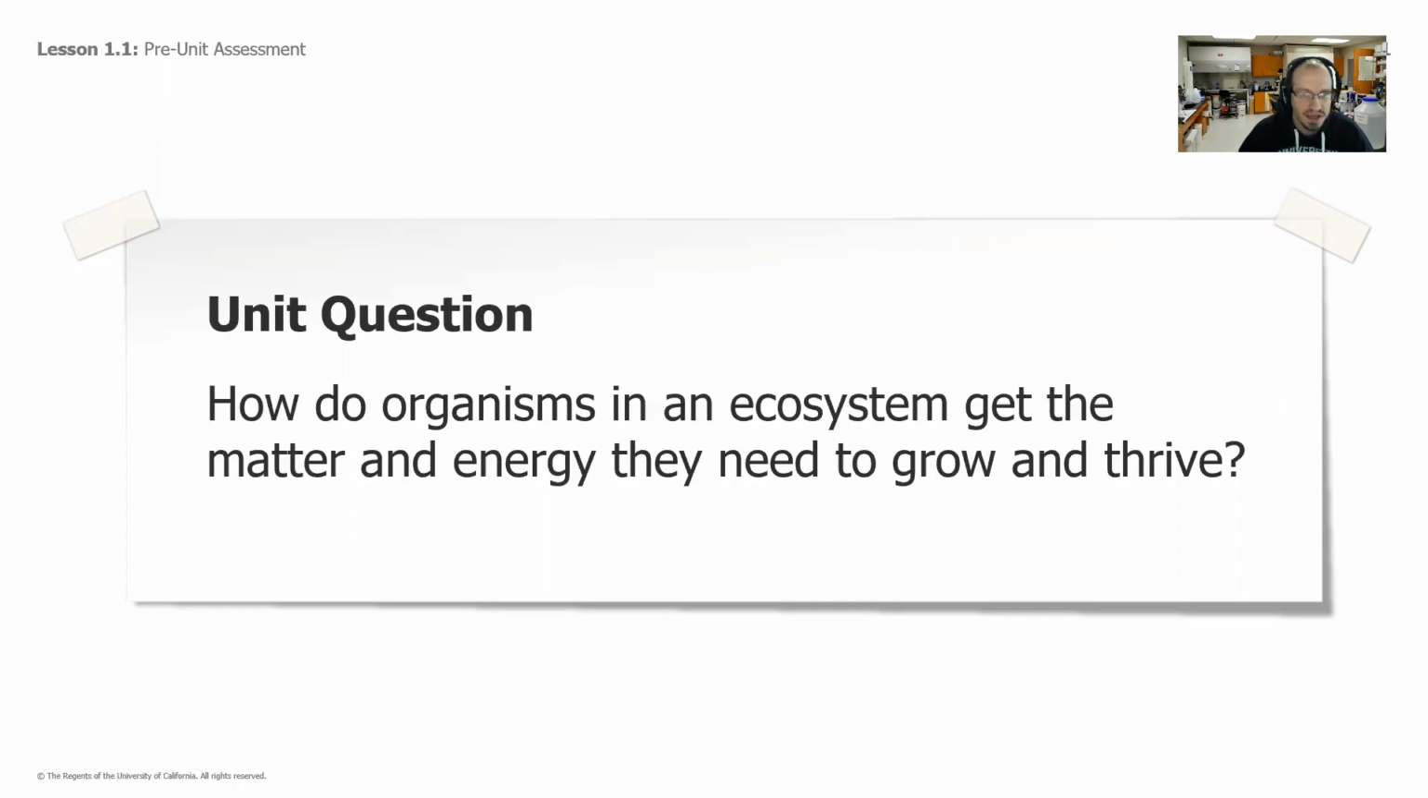So go ahead and in your note catcher, your notebook, your paper for this unit, whatever you're using at home, write down this unit question. How do organisms in an ecosystem get the matter and energy they need to grow and thrive? If you need a little more time to do that, go ahead and pause the video now. And we're going to move on to the next one.